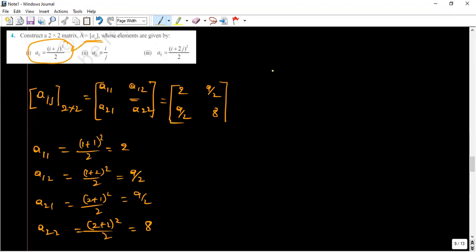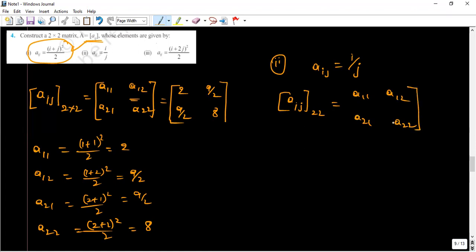And they are asking a second question like this. We are giving a condition like Aij is i by j. Then find out the 2 by 2 matrix. Let me write the matrix. Aij, it is a 2 by 2 matrix. So I can write A11, A12, A21, A22. Okay. Let me find out A11, which is nothing but 1 by 1. This first element I am writing in the numerator, second element I am writing in the denominator. 1 by 1 is nothing but 1.